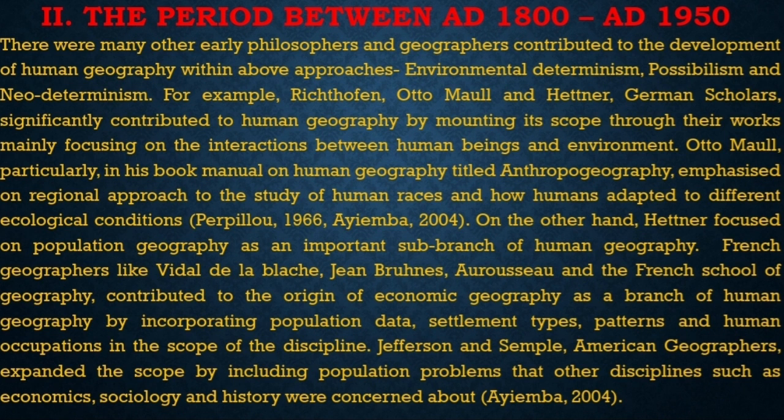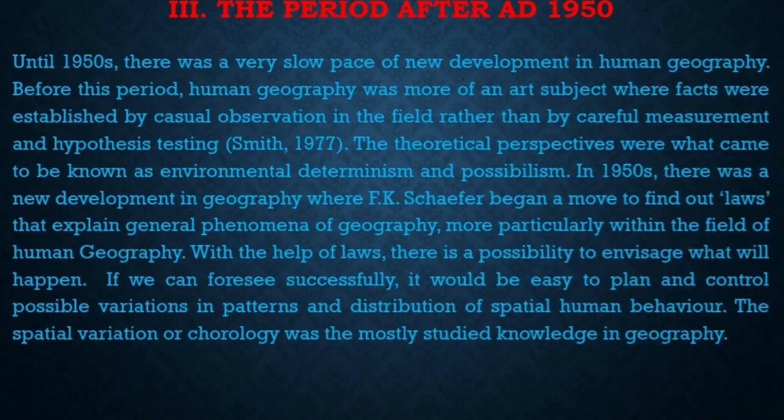Jefferson and Semple, American geographers, expanded the scope by including population problems that other disciplines such as economics, sociology and history were concerned about. The third period is the period after AD 1950. Up to the 1950s, there was a very slow pace of new development in human geography. Before this period, human geography was more of an art subject where facts were established by casual observation in the field rather than by careful measurement and hypothesis testing.